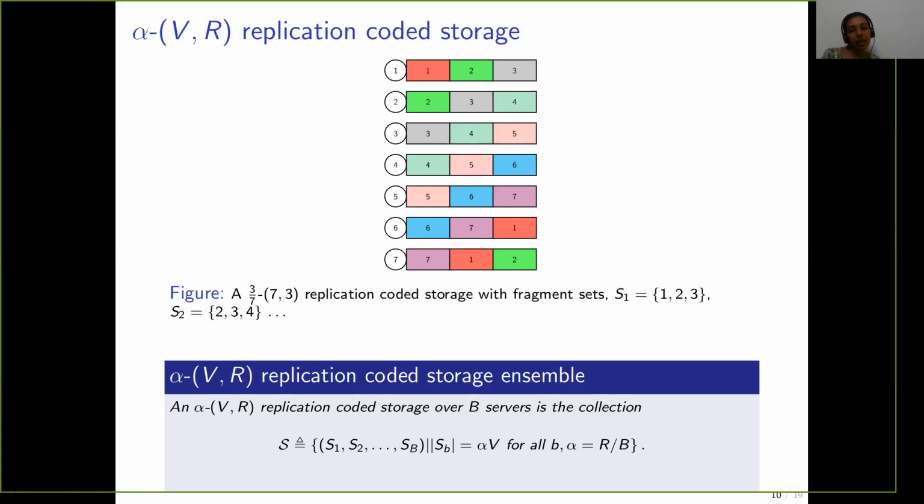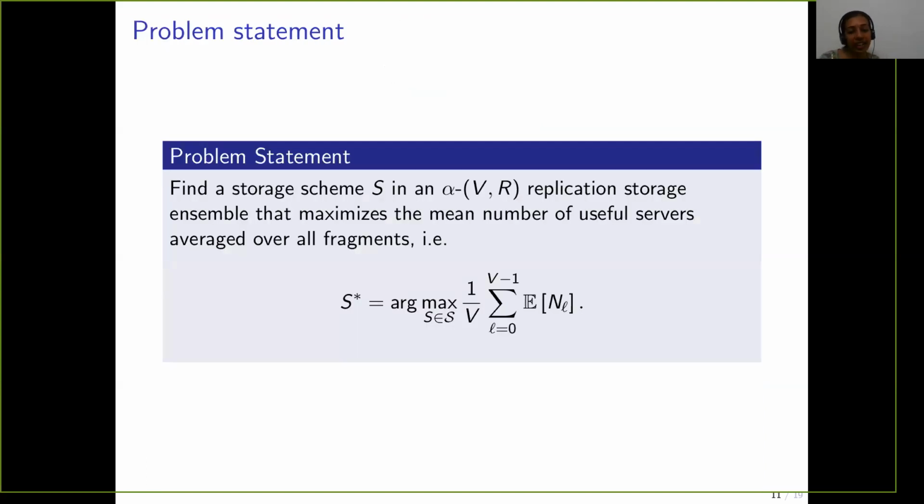So now alpha VR replication coded storage over B servers is defined in terms of the sequence of these fragment sets, and we have this collection of fragment sets satisfying the condition that each server will be storing just alpha V fragments, where alpha is equal to the fraction R by V, where R is the replication factor and V is the total number of fragments. Then the problem statement is to find the storage scheme within this alpha VR replication storage ensemble that would maximize the mean number of useful servers averaged over all fragment downloads.